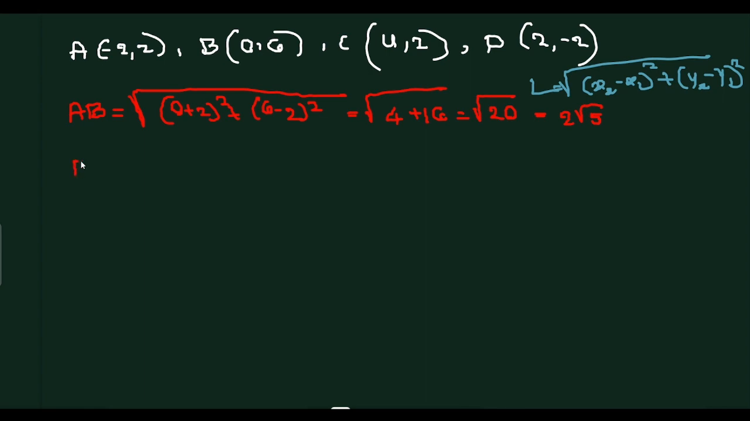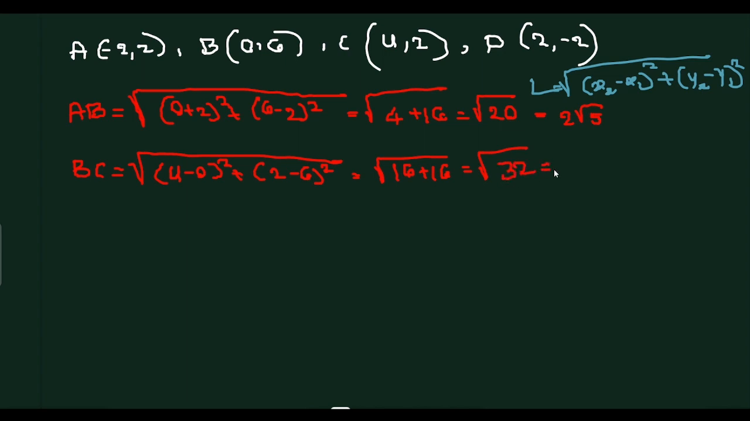And then BC. Again substitute these values in the formula. Then 4 minus 0 whole square plus 2 minus 6 whole square. Then 4 square is 16, plus 2 minus 6 is minus 4, square is again 16. So 16 plus 16, 32. So 32 can be written as 16 into 2, right? 4 root 2. Got it?